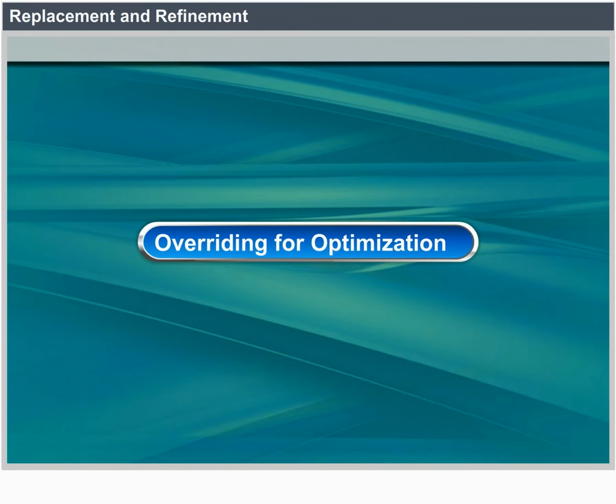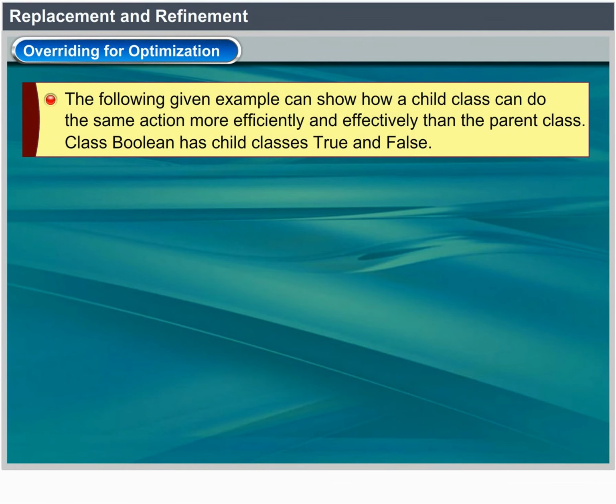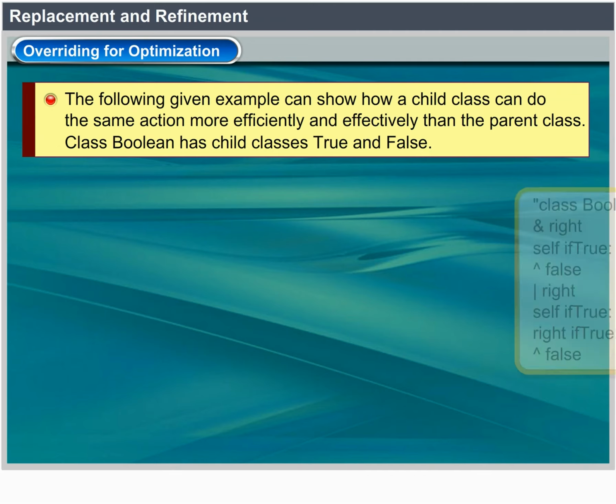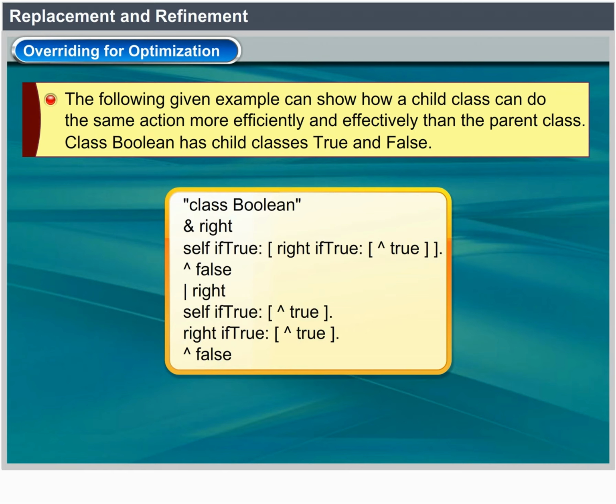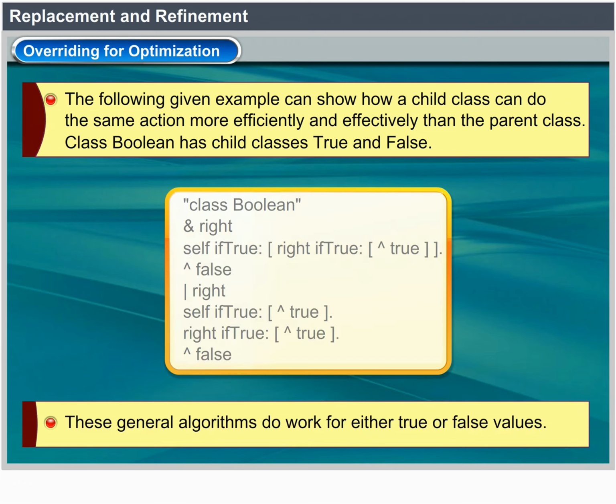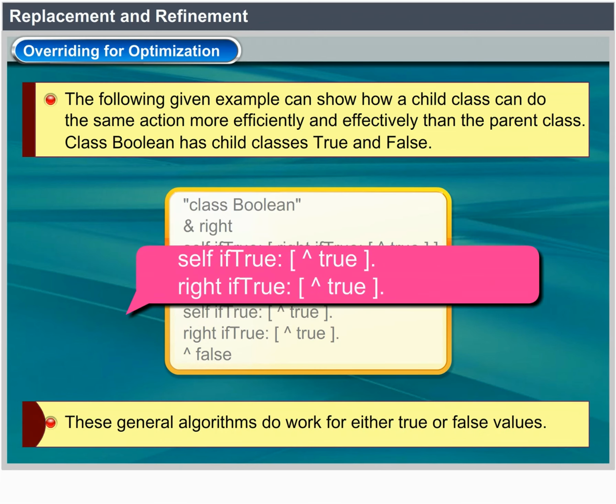Overriding for optimization. The following example shows how a child class can do the same action more efficiently and effectively than the parent class. Class Boolean has child classes True and False. Class Boolean, & right, self ifTrue: [right ifTrue: [true] ifFalse: [false]] ifFalse: [false]. These general algorithms do work for either true or false values.